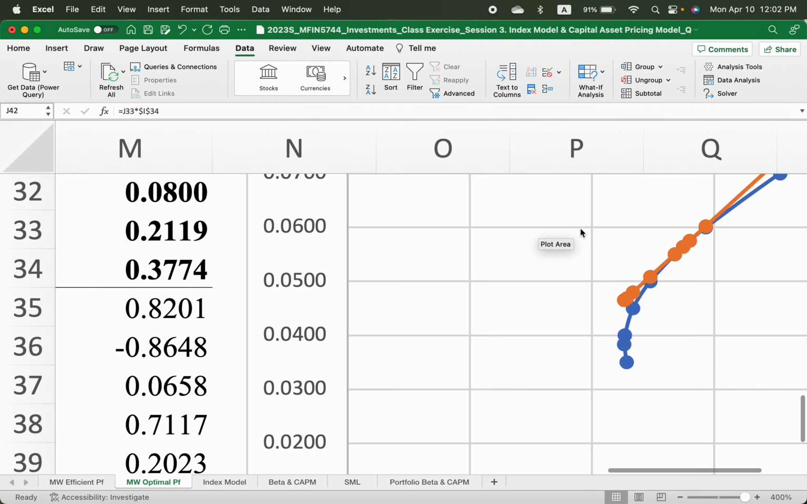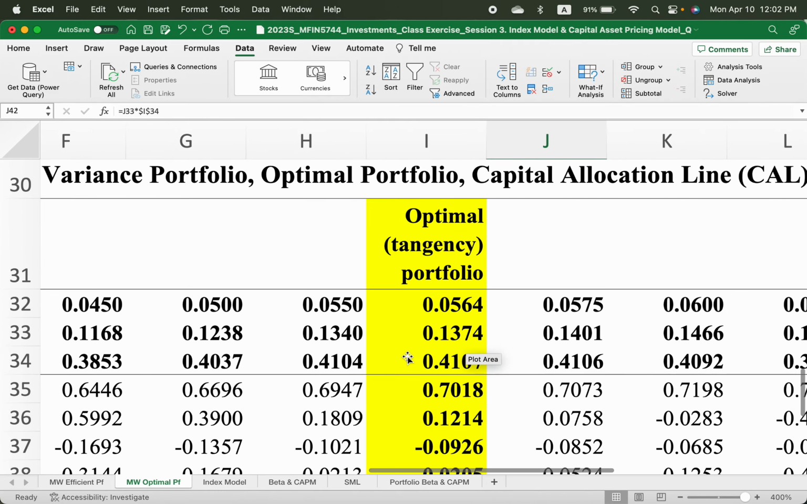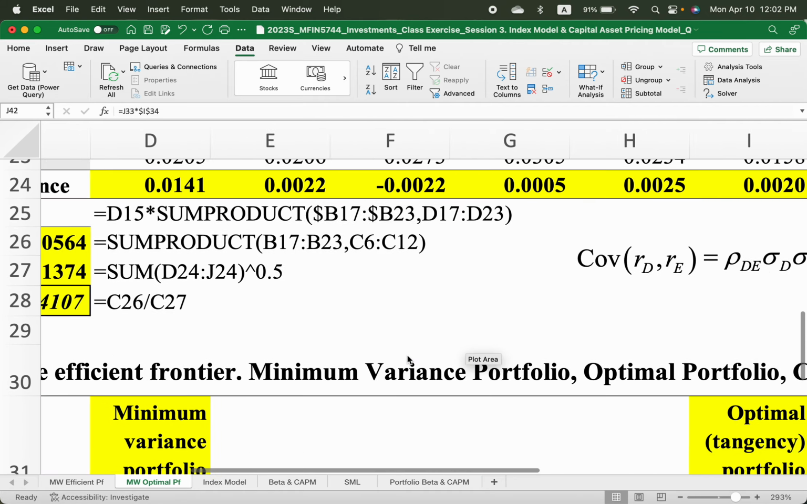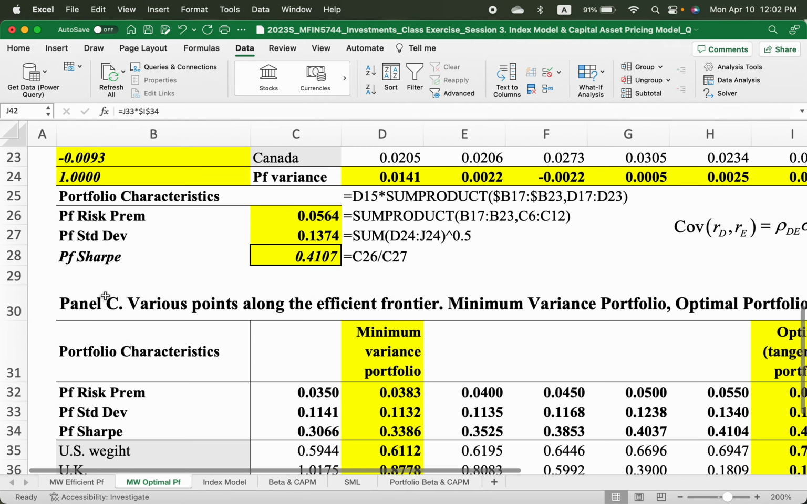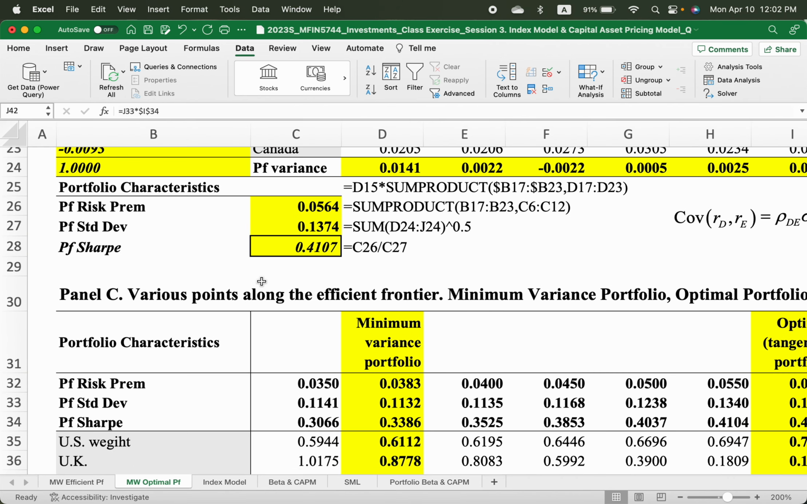Here we found the minimum variance point, but we also found the tangent point, which is the optimal portfolio, where we found the maximum Sharpe ratio, with the standard deviation and the risk premium of 5% and 30% standard deviation.